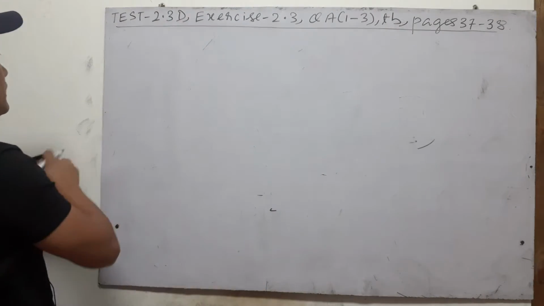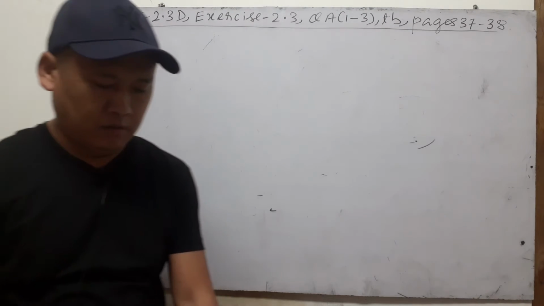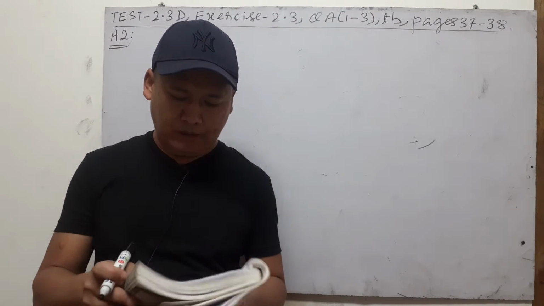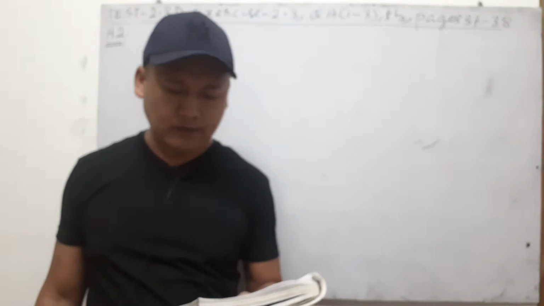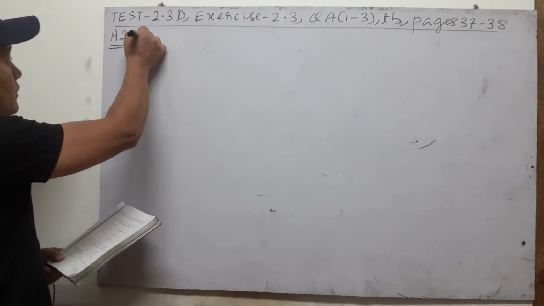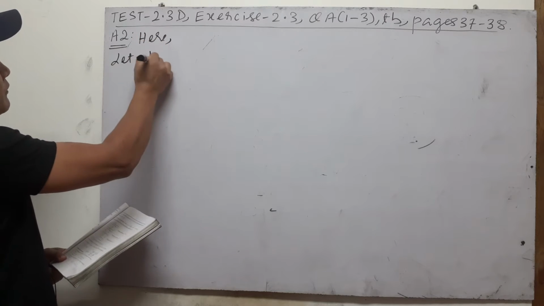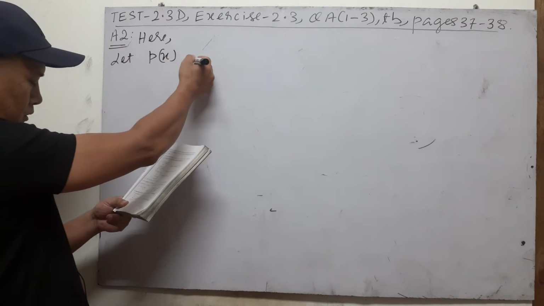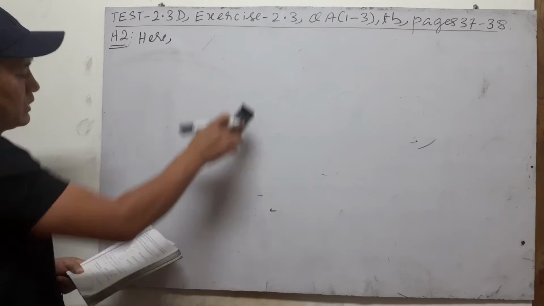So A2 here. Let me read the question for us. For what value of k is the polynomial p of x equal to 2x cubed minus kx squared plus 5x plus 9 exactly divisible, so keep that in mind, exactly divisible by x plus 2? Here, p of x is the given polynomial, it's already mentioned.